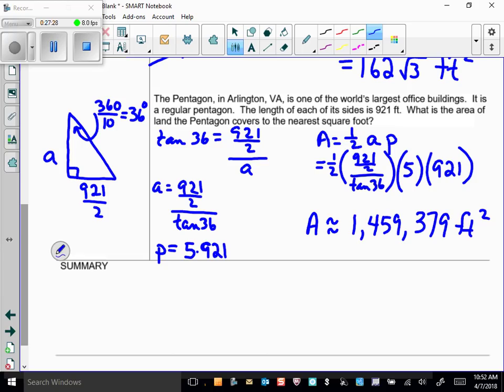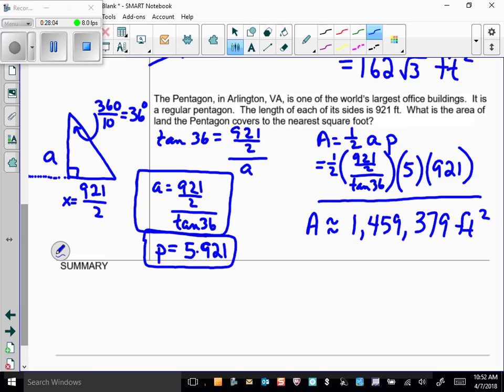Okay, and finally, the Pentagon in Arlington has side lengths of about 921 feet. What is the area? So I broke out my little triangle. I know if the entire side length of the Pentagon is 921, then this little half, of course, is 921 halves, and I'm going to leave it that way. Again, if you want to change it to a decimal, knock yourself out. And so I had to use tangent because I've got the side opposite and side adjacent. So I got this complex fraction for my apothem. I know my perimeter because I know the side length, 5 times 921, but I'm just going to put that right into my formula over here, 1/2 AP, and when I punch all that in, I get that answer right there.